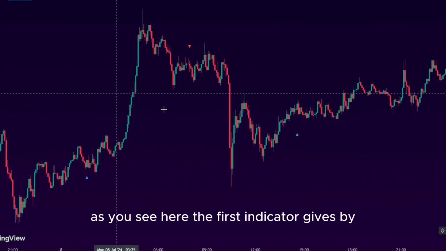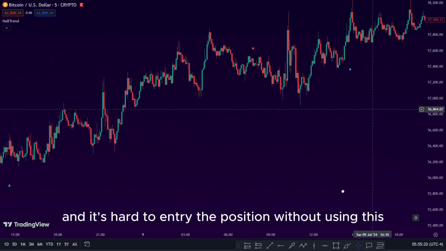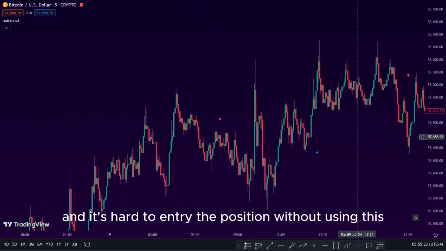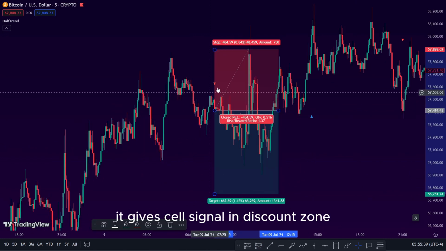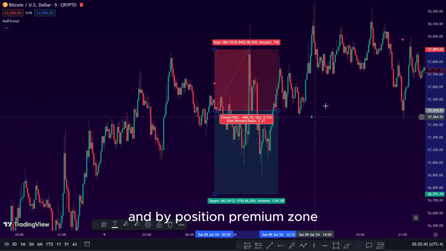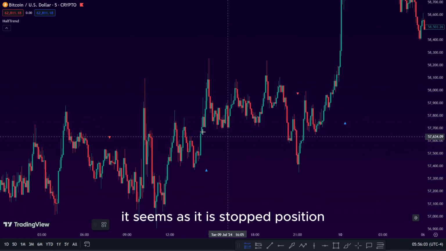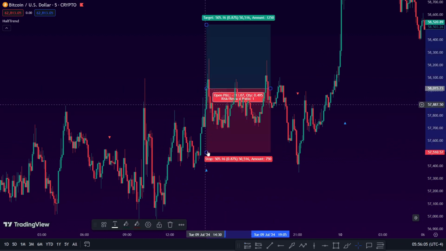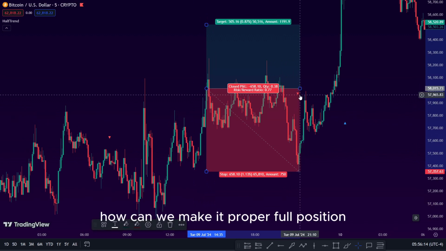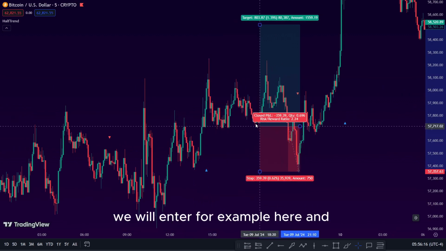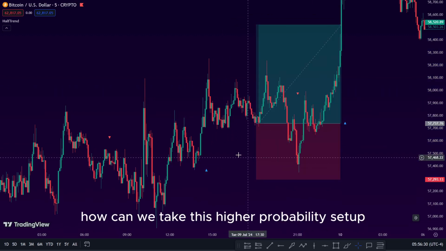As you see here, the first indicator gives buy and sell signals with higher probability, and it's hard to enter the position without using this price action Fibonacci tool, because it gives a sell signal in the discount zone and a buy signal in the premium zone. For example, it seems like a stopped position if we would enter here, but I'll show you how we can make it a profitable position. We will enter, for example, here. We won't stop here. I'll show you how we can take this higher probability setup.